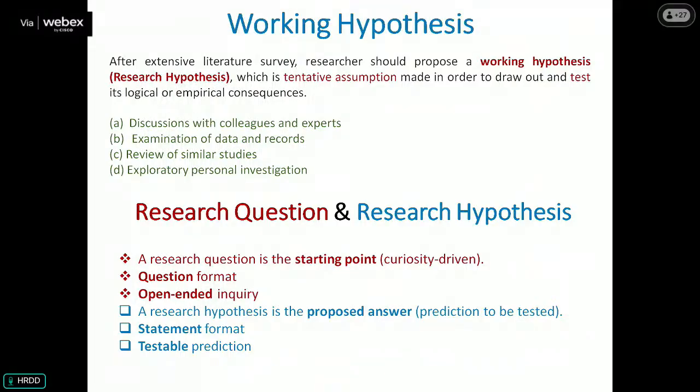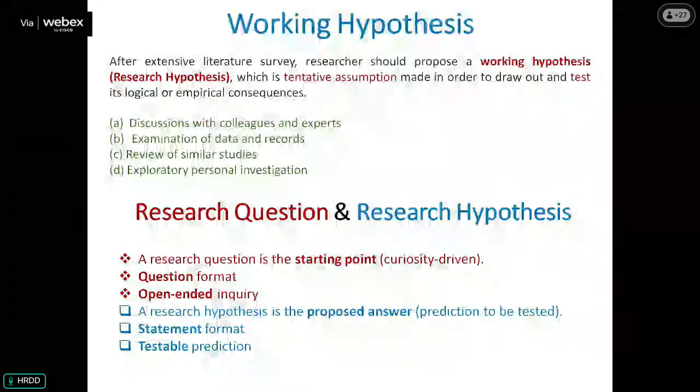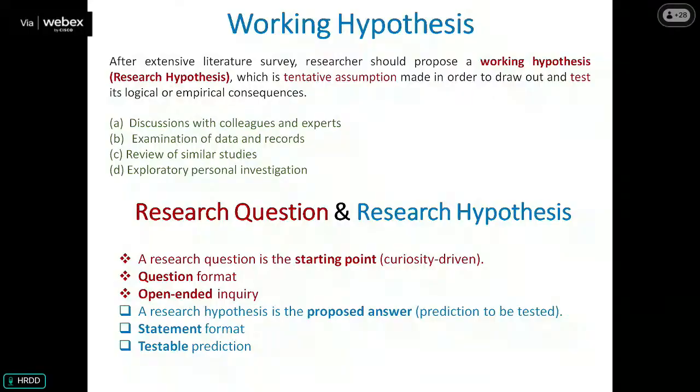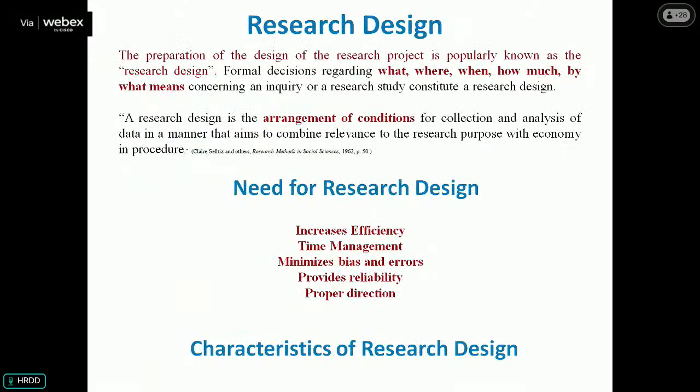So it's basically an assumption, and we also discussed how to define your research hypothesis. If we have a problem and literature survey, we'll discuss with colleagues, examine data, review similar studies and do personal investigation. All this we will do and propose a hypothesis. We discussed the difference between research question and research hypothesis, and then we went to research design. We did around 3-4 classes on research design, the most important part of research. But you cannot define one as most important; from problem to structure, everything, even report making, is important.